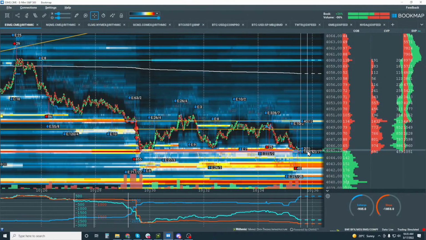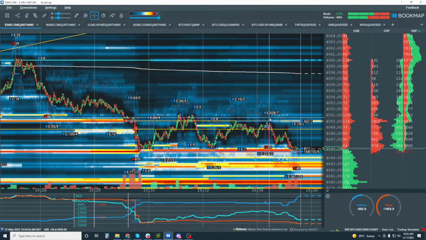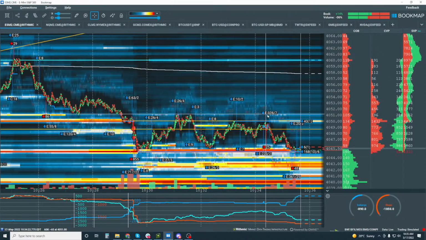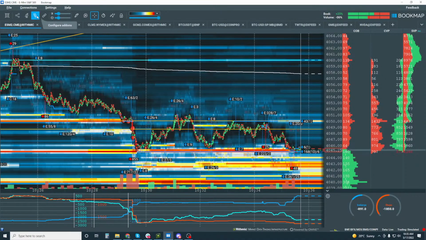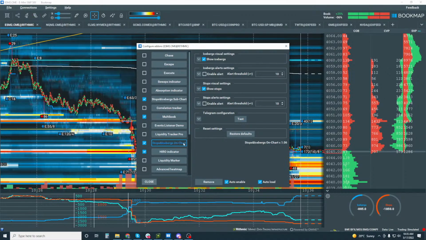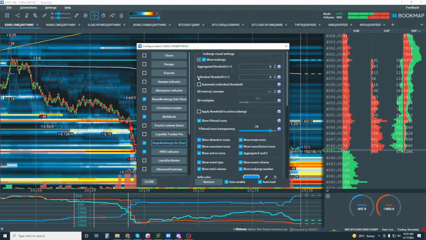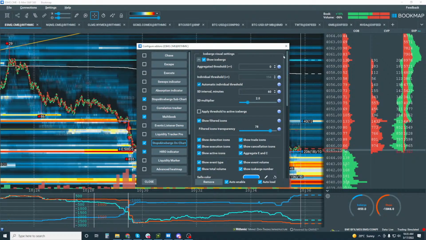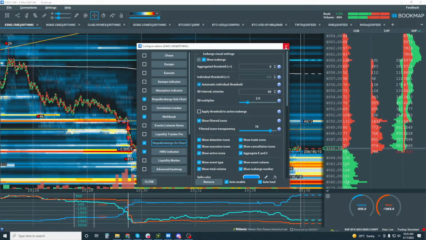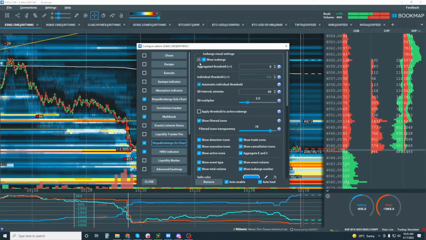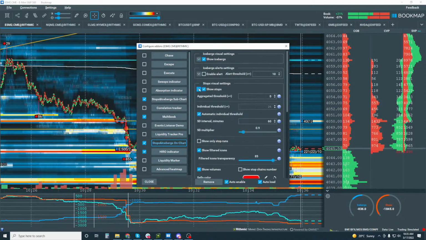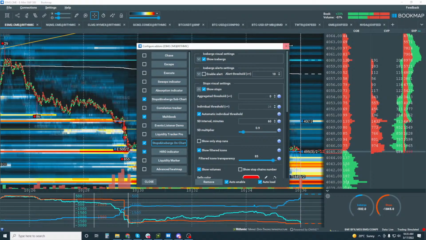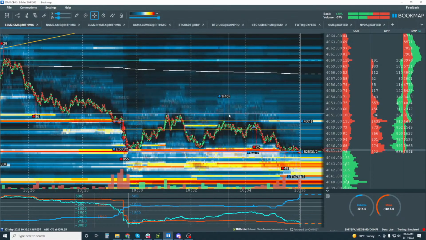I have a few icebergs in here getting filled. Too many icebergs in here. Let me use our handy automatic filter for both. Okay.